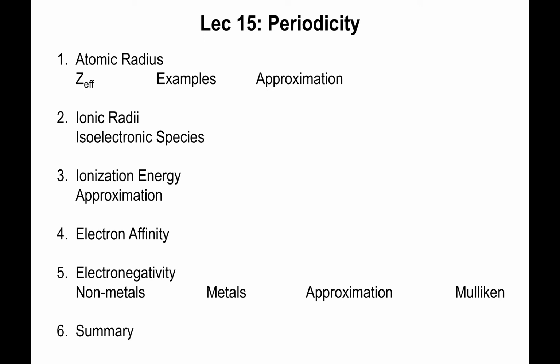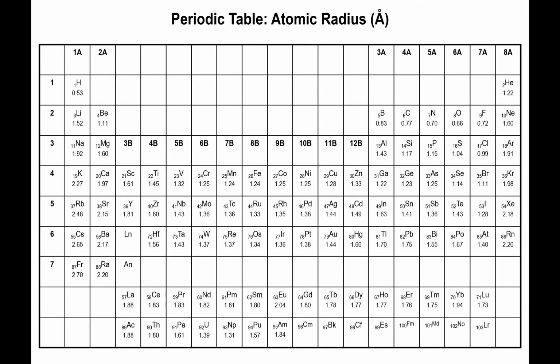Periodicity. Today we're going to talk about the different trends that we observe in the periodic table and how we can use those trends to make some assessments of the various properties, chemical and physical, of the elements. Let's start with the atomic radius itself.